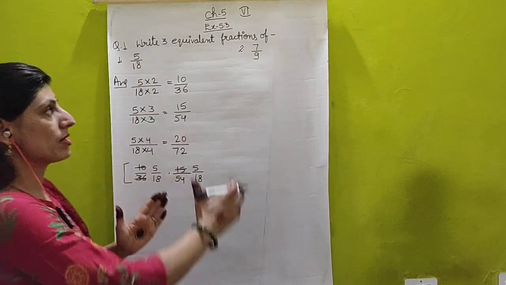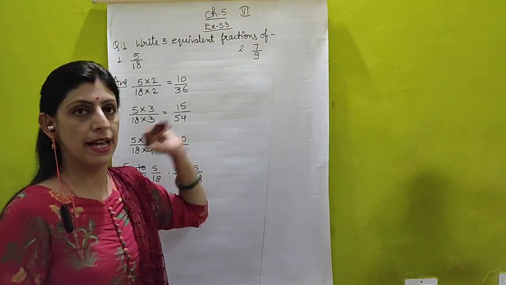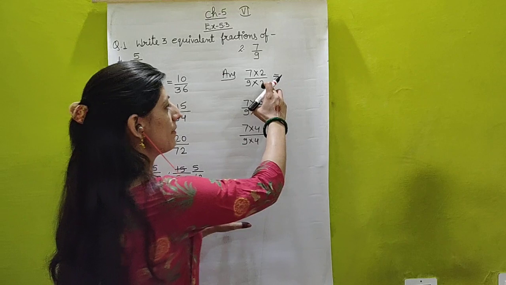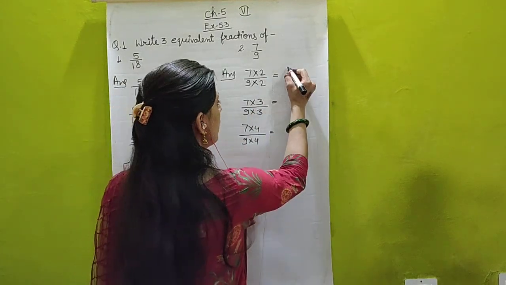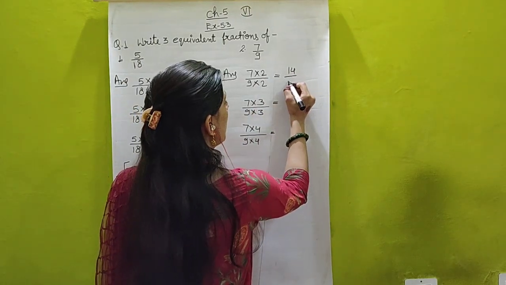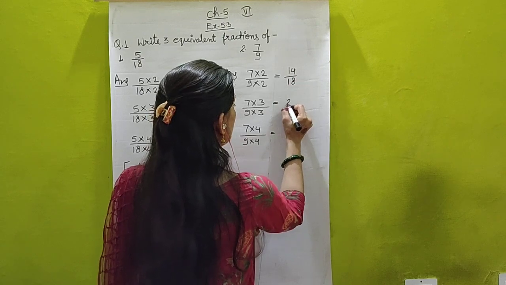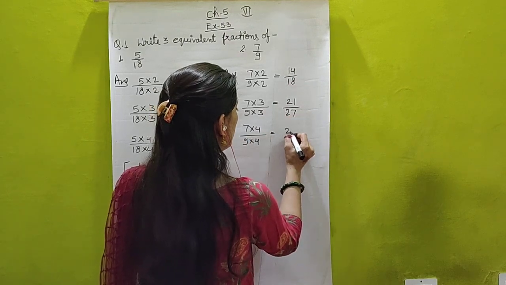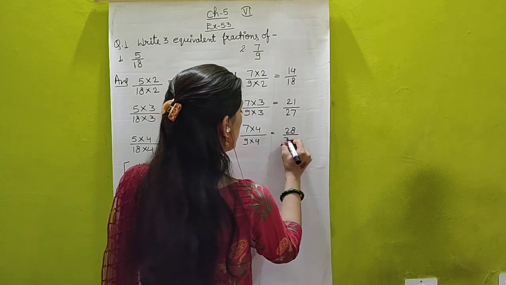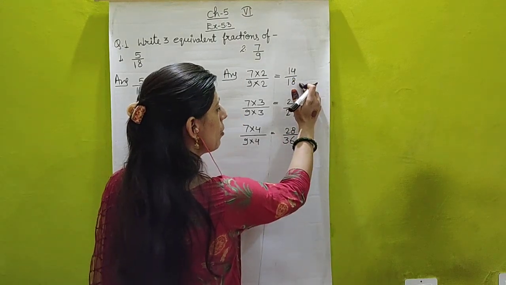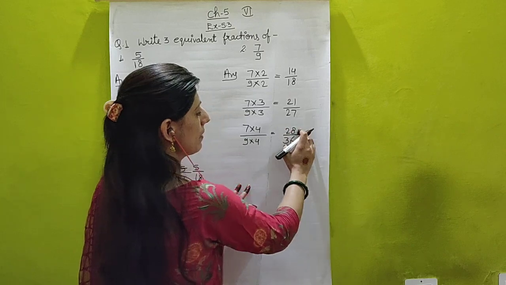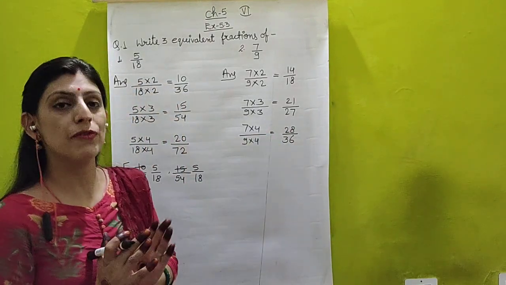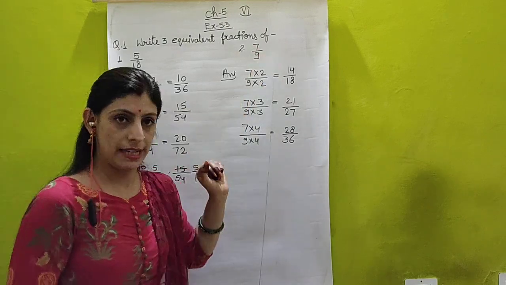Now the similar process we will do for 7 upon 9. Same process, multiply with 2, 3 and 4. 7 2s are 14, 9 2s are 18, 7 3s are 21, 9 3s are 27, 7 4s are 28 and 9 4s are 36. Now 14 upon 18, 21 upon 27, 28 upon 36 are equivalent fractions of 7 upon 9. Okay students?